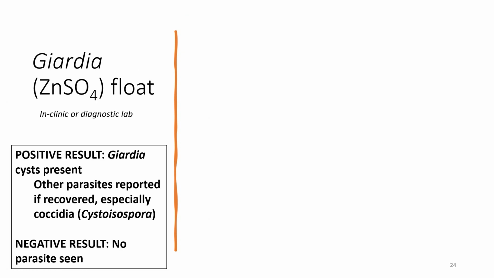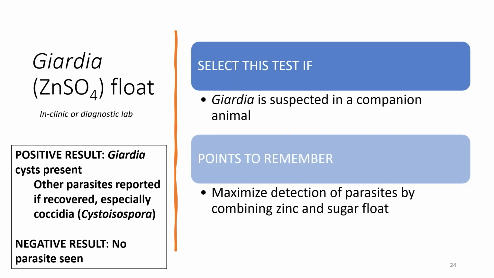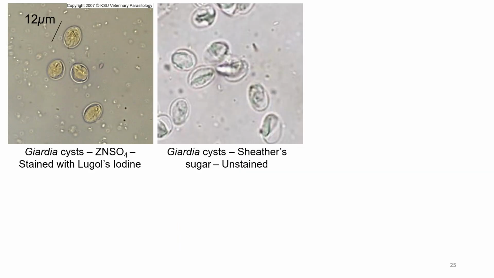A special kind of float is the Giardia float that is offered. This is very similar to the float that I just described, except the flotation solution we use is zinc sulfate. And so when we see cysts, this is what they look like. Here on the left, we have the Giardia cysts in zinc sulfate, and it's been stained with Lugol's iodine. This flotation solution ensures that the cysts don't collapse, and they are very easy to spot, whereas in Sheather's sugar, which is unstained, they do collapse.